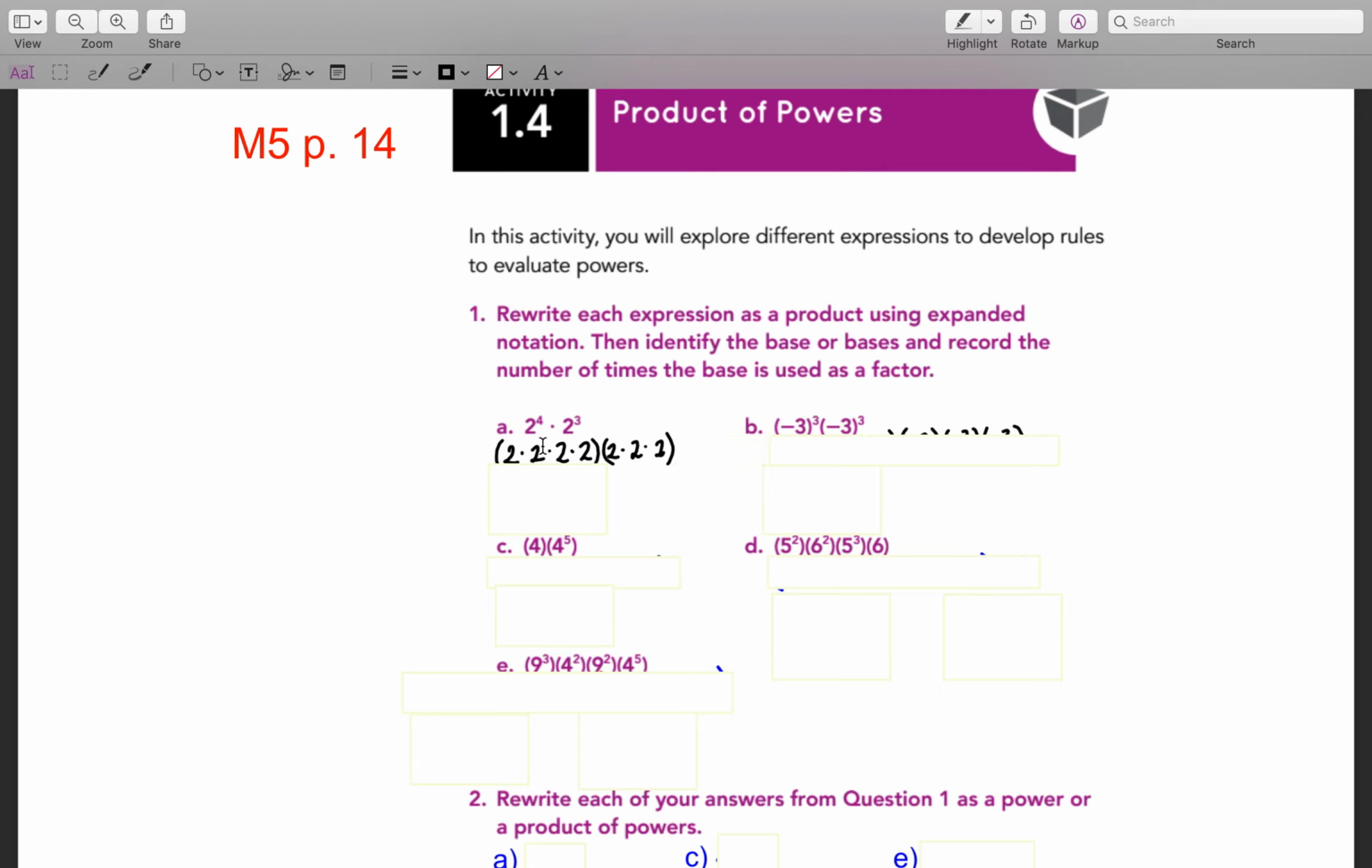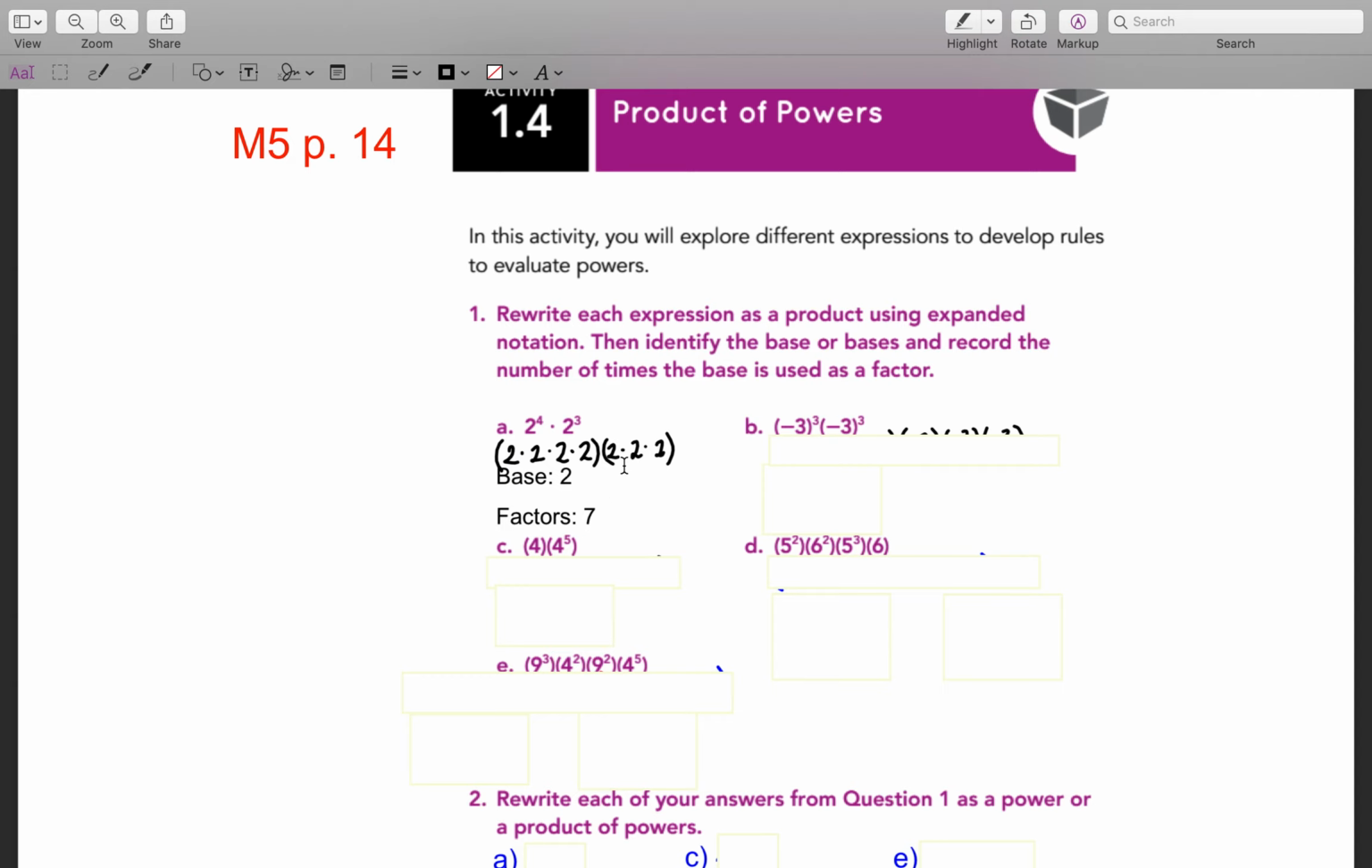Okay, so all of them are in parentheses because they're being multiplied. It's not asking us to solve it yet, so let's just identify the base, which in this case is just 2, because for both of them the base is 2. And record the number of times the base is used as a factor. So how many 2's are there? 1, 2, 3, 4, 5, 6, 7. So the base 2 is used as a factor 7 times. So the factor for this would be 7.